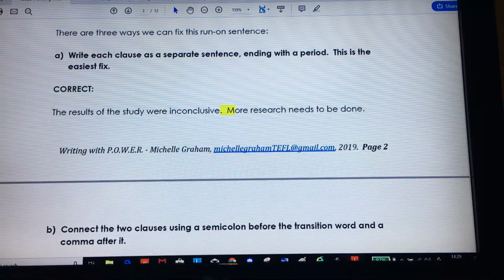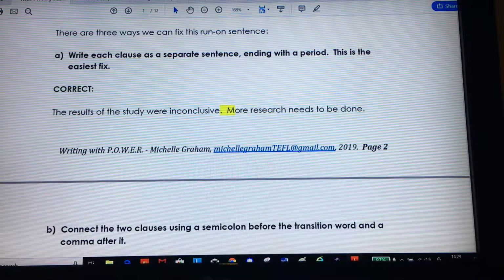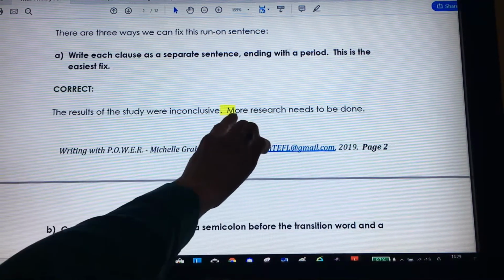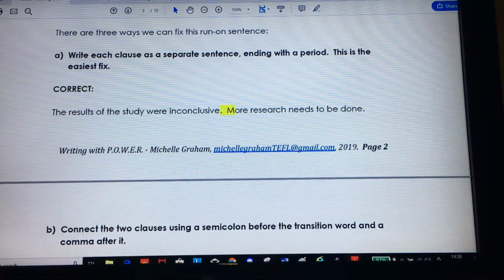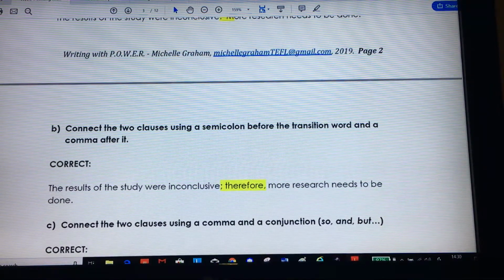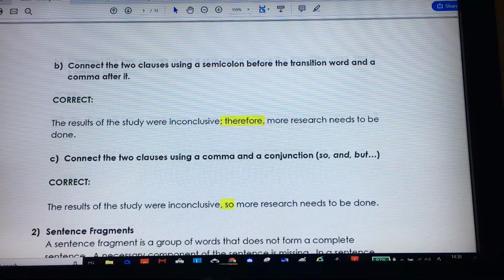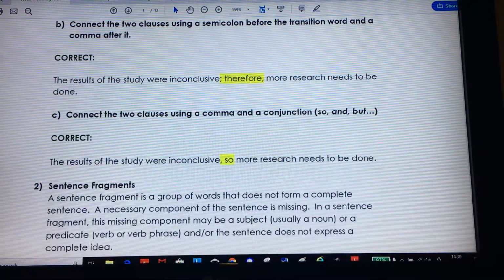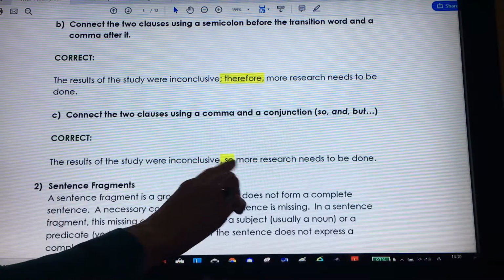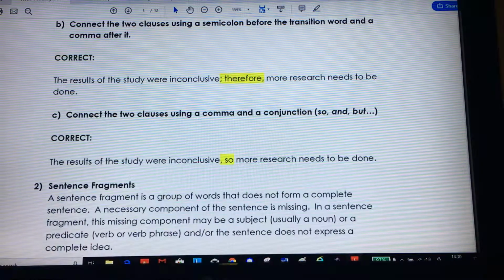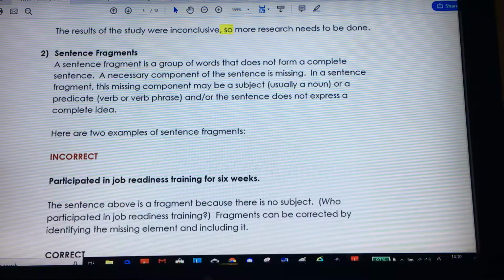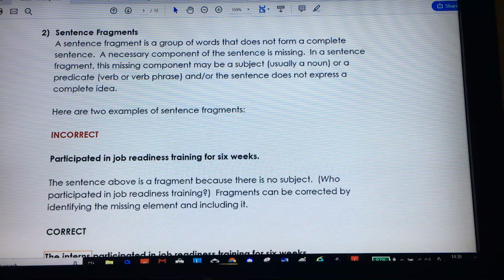If you have any doubt on how to get rid of run-on sentences or separate out those independent clauses, just chop them up into shorter, more simple sentences that follow the format of subject, verb, subject, verb. So then those next 2 are a couple more examples on how you can connect those 2 independent clauses. You can connect them using a semicolon, a transition word, and a comma, or you can connect them with a comma and a conjunction.